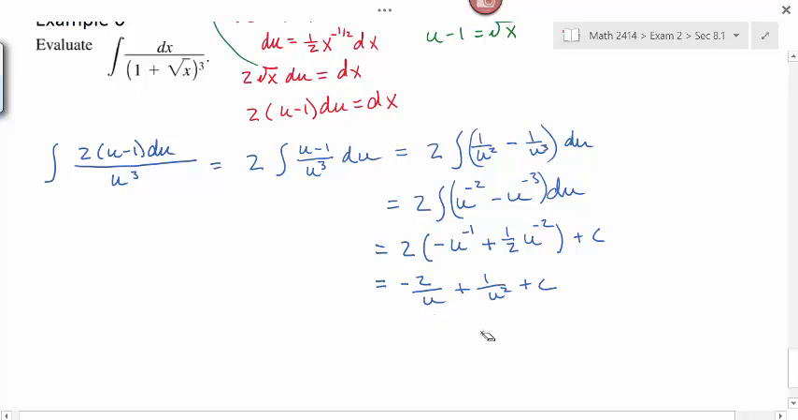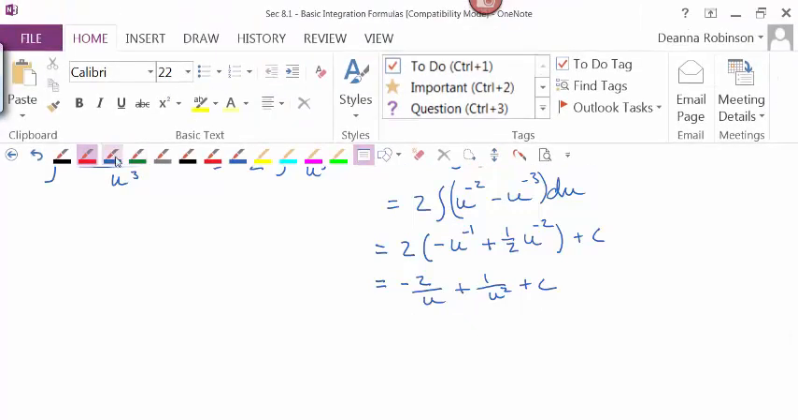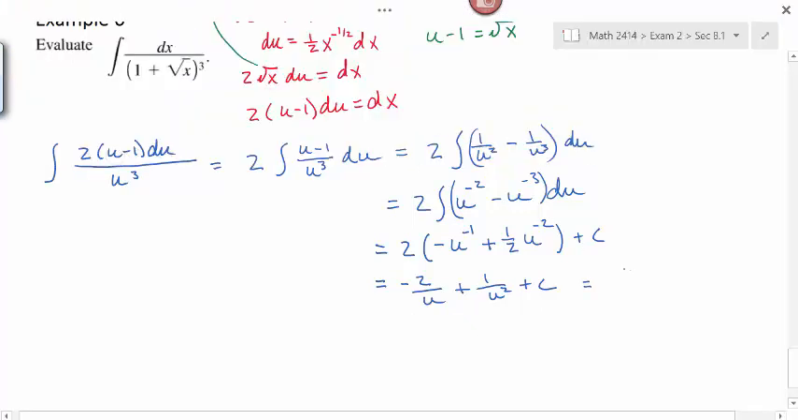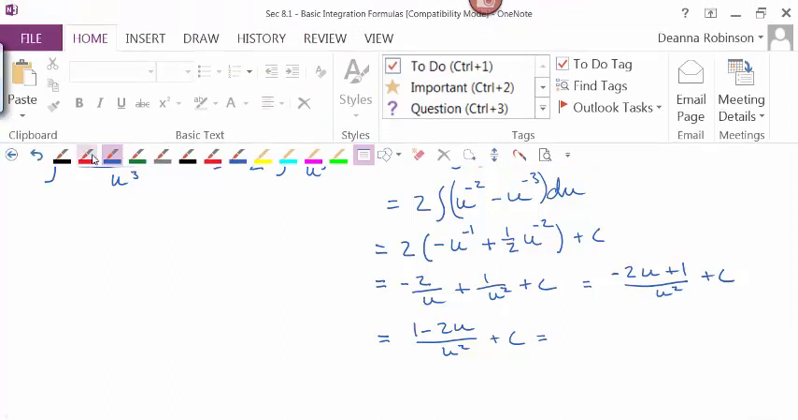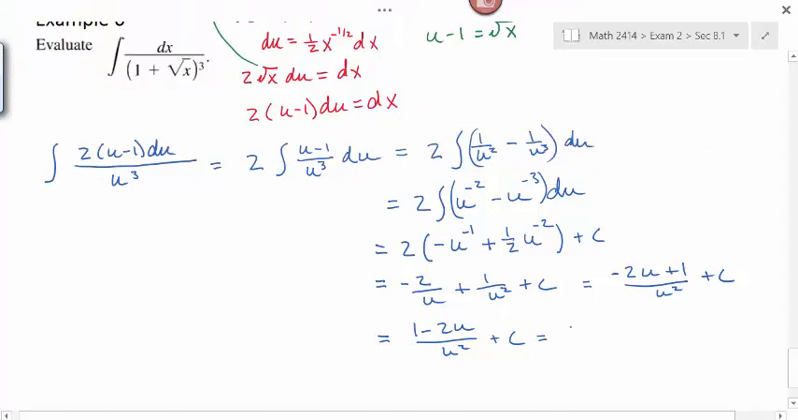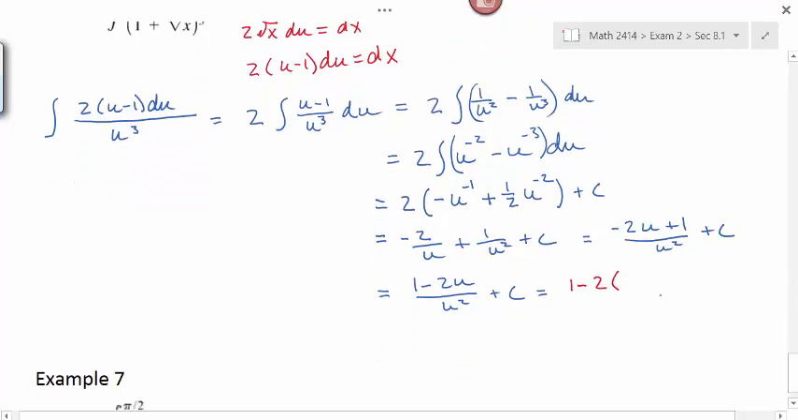What will my common denominator be? u squared. That means that I could rewrite this as negative 2u plus 1 over u squared plus c, which I could then rewrite as 1 minus 2u over u squared plus c. Going back to my original variable, then this would be 1 minus 2 times, gotta go back up here and see what u was equal to, 1 plus the square root of x over 1 plus the square root of x squared. And you can leave your answer like this.